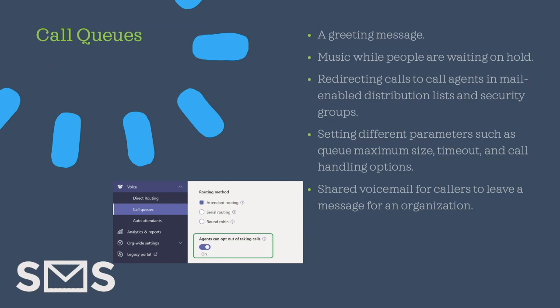You can set things like maximum queue size. So I only want 10 people to queue, and when it gets to 11 people, they just hear, unfortunately, there's nobody available. Please try again later. You can do things like that. You can set timeouts on it. One key thing is a shared voicemail, so you can get them to leave a message for the whole organization, and then whoever's on that group can listen to that message.